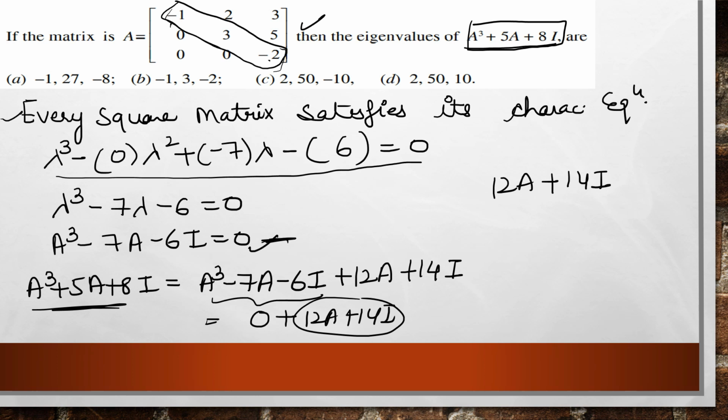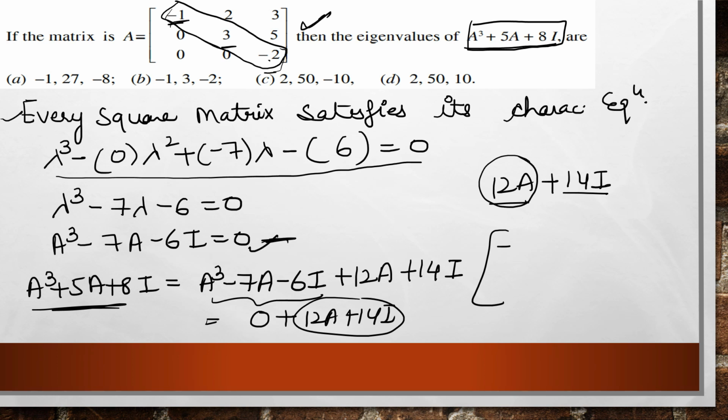Now because A is this triangular matrix, obviously 12 into A will be a triangular matrix and 14 into identity is also a triangular matrix. And in case of a triangular matrix, the eigenvalues are only the diagonal elements. So in order to save time, I'm not going to calculate the complete 12 into A. I'm just calculating the diagonal elements.